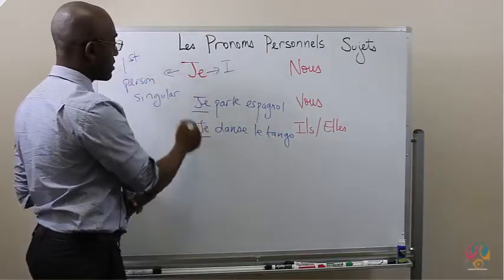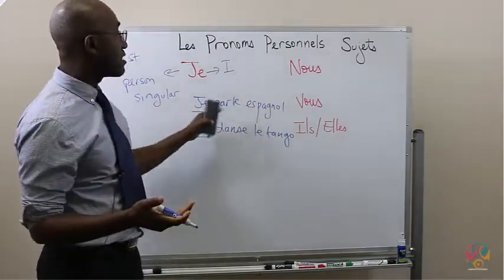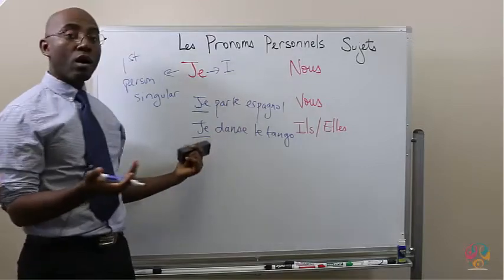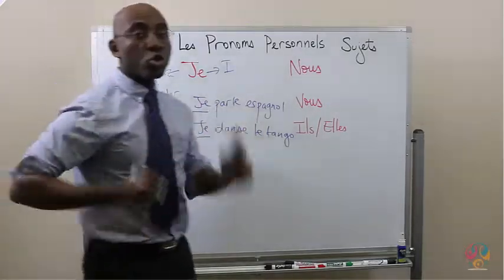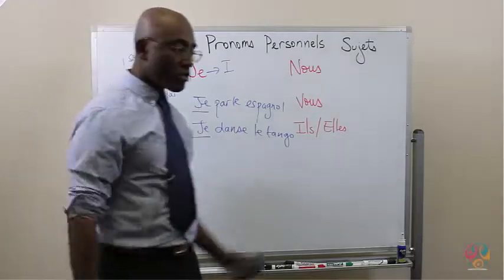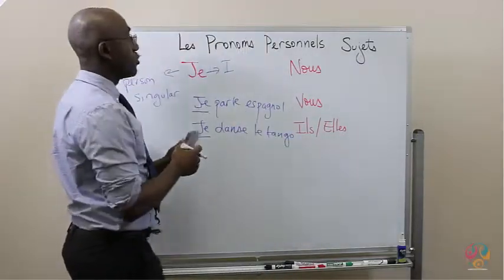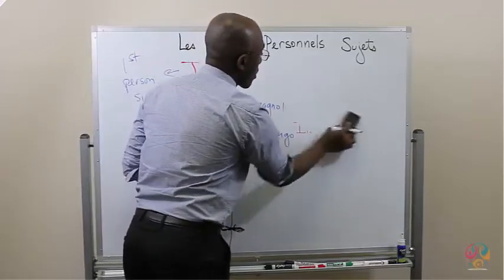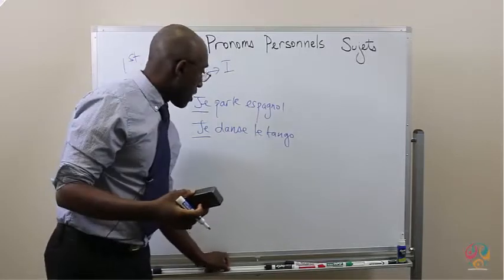So in these sentences, you can see that I is the subject. I speak Spanish. I dance tango. Donc je parle, je danse, je cours, je marche, etc., etc. Donc je. This is je for you. What do you need to know about je?